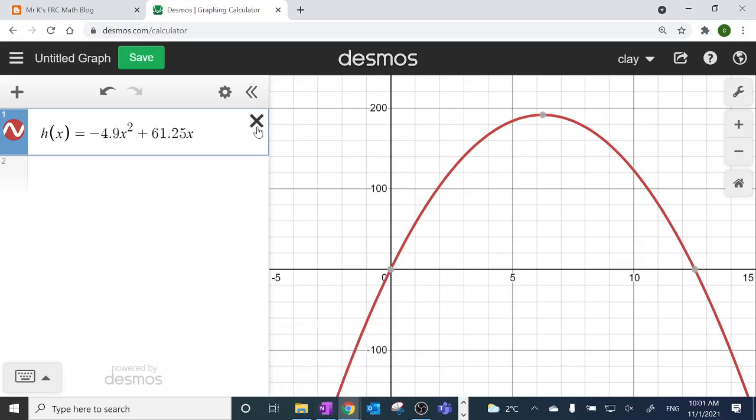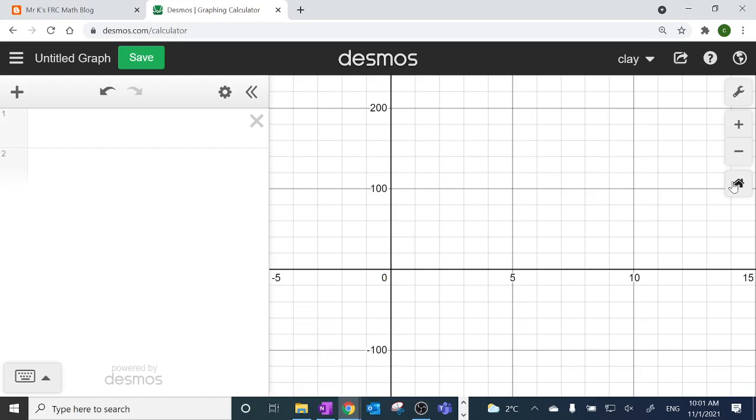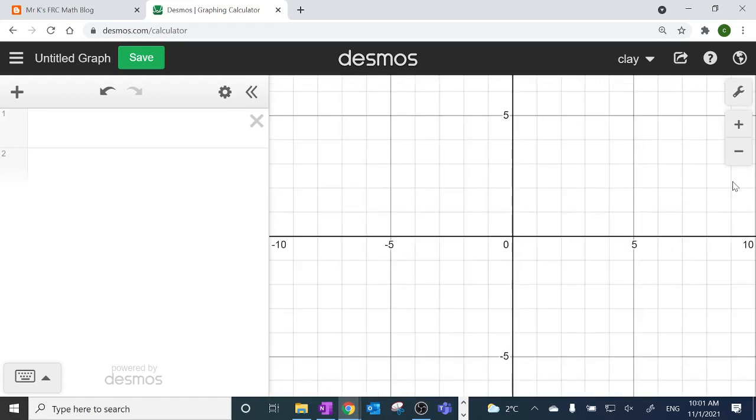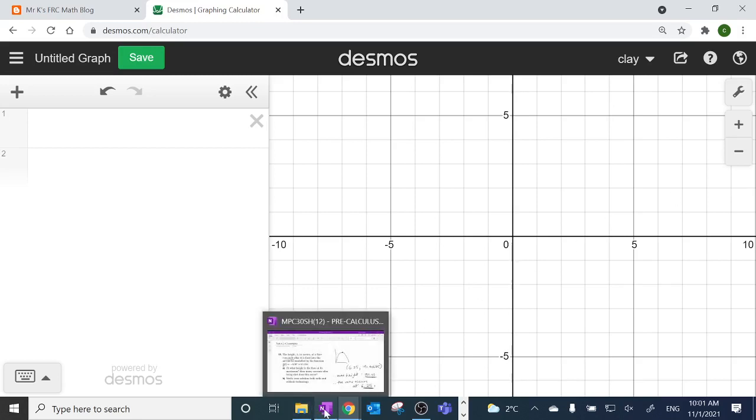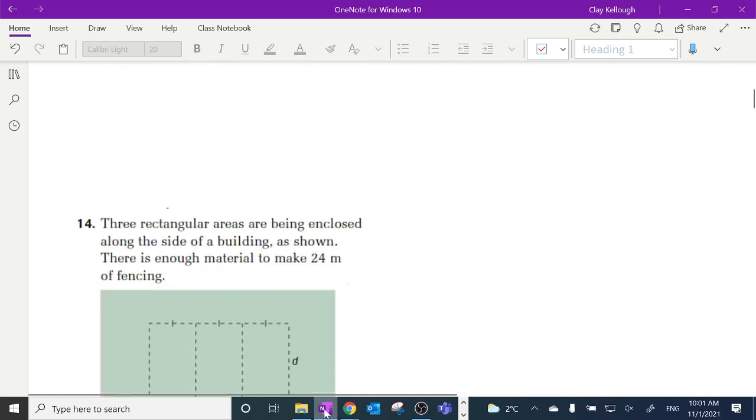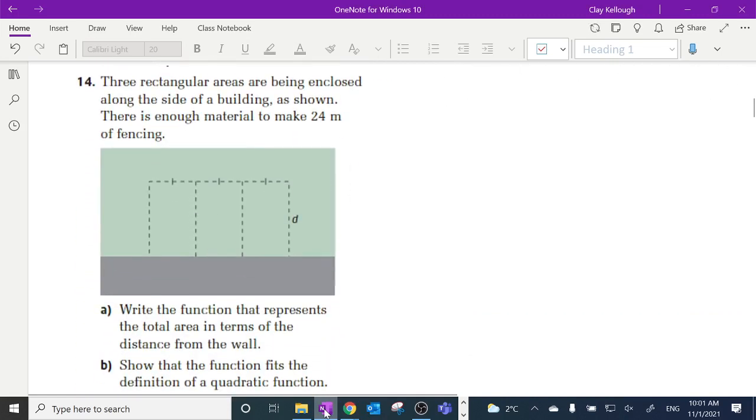I'll just erase that. And when you want the grid to return to normal, you hit home. And there you go, we're back to negative 5 to 5 and 10 to negative 10. And let's try another one. This time they don't give you the equation. You got to build it for yourself.